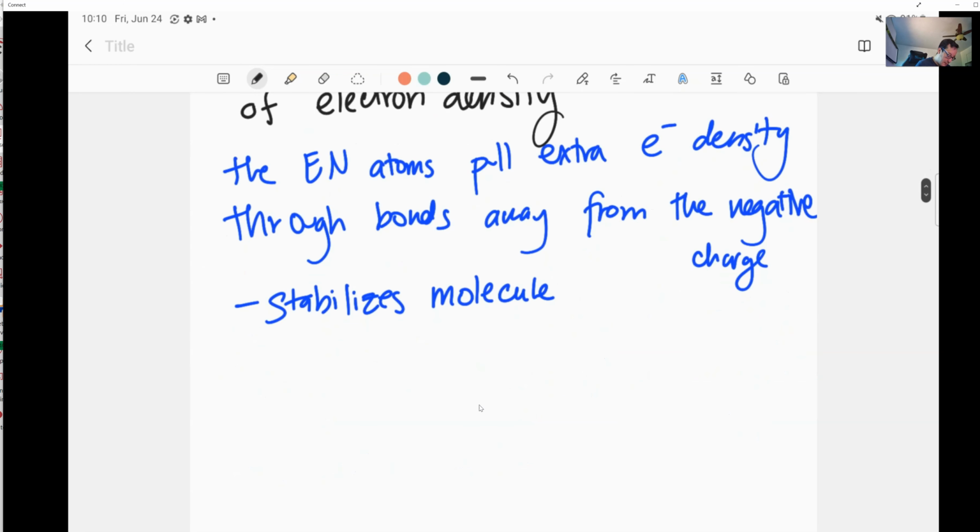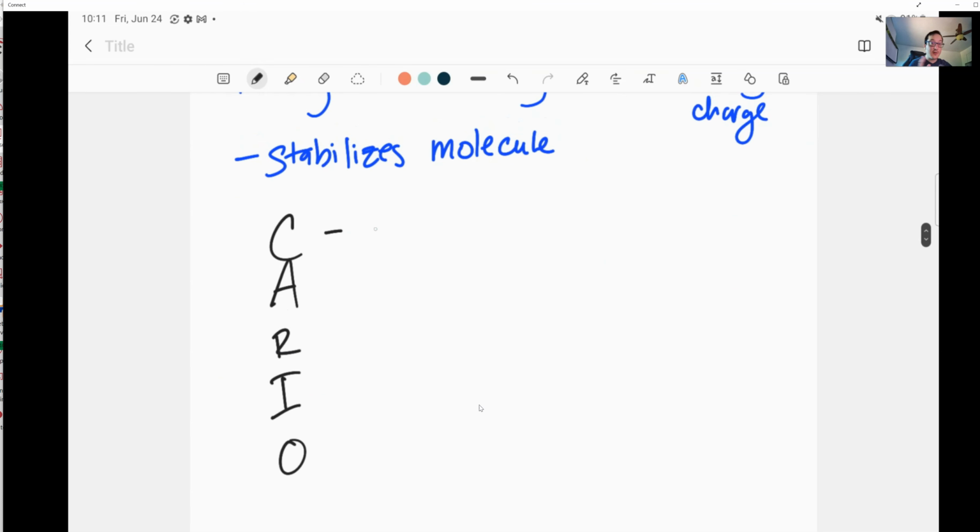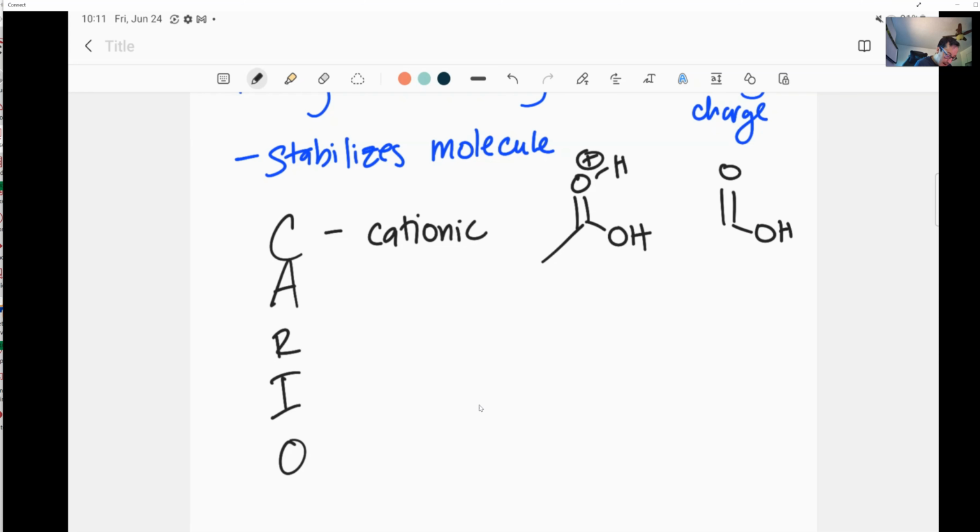So we can follow the whole CARIO thing. So cationic acids, again, these are only for apples to apples comparisons. It's my favorite thing to say. We can just do a quick blurb on all of these. How about we'll make protonated acetic acid versus regular acetic acid. Actually, although it's incorrect, we'll put the proton here just so we can have it compared.